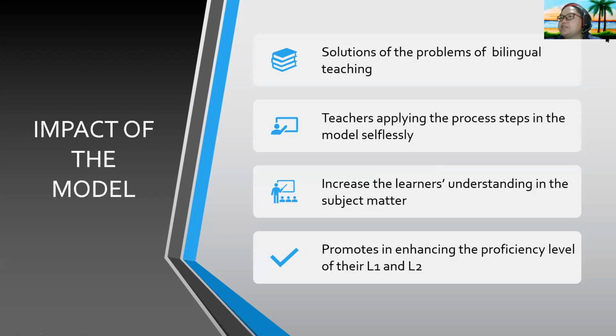So when viewed from this aspect, carrying out an education based on a model focusing on the students and technology rather than traditional education is a need rather than an obligation. For example, lesson plans given before can be updated according to the students' grades and also the lesson. The important thing in this stage is teachers applying the process steps in the model selflessly. This model helps to increase the learners' understanding in the subject matter. At the same time, it promotes enhancing the proficiency level of their first language and second language.